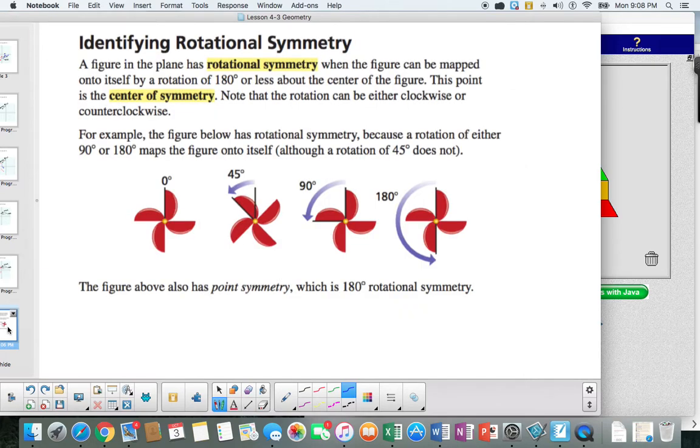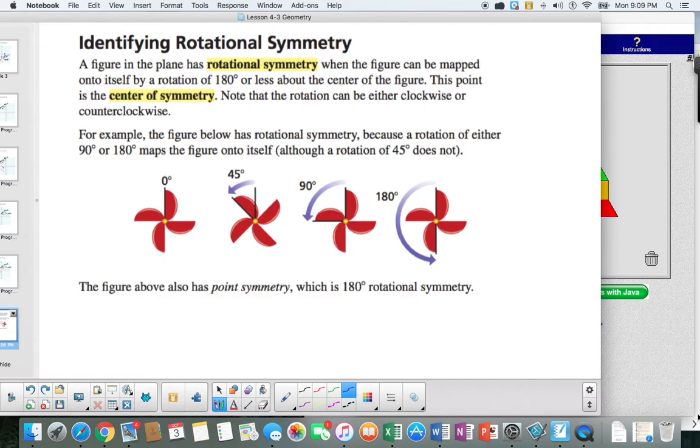Okay, let's take a look at rotational symmetry. Rotational symmetry is when the figure can be mapped onto itself by rotation of 180 degrees or less about the center of the figure. So you can see in these pinwheels right here, if you turn 45 degrees, it doesn't look like the original figure. But if you turn 90 degrees, then the pinwheel looks the same as it was in the beginning. And if you turn 180 degrees, that happens.